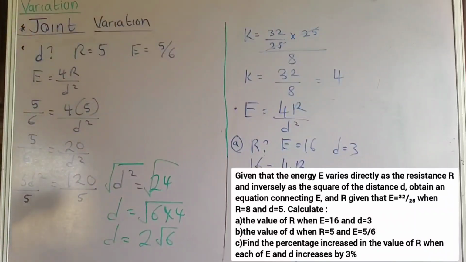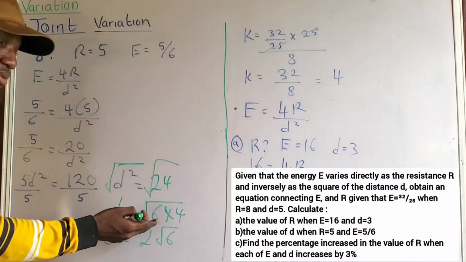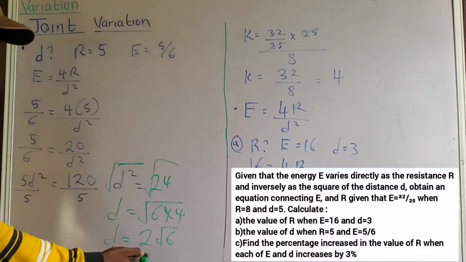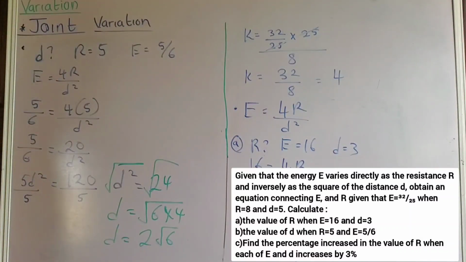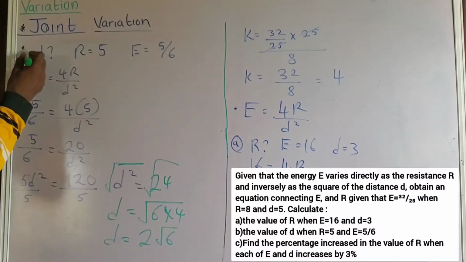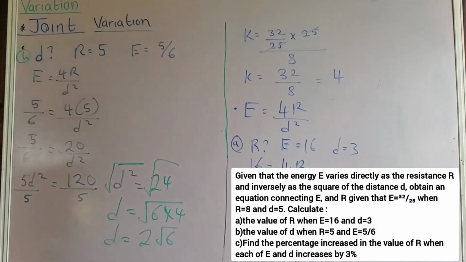Because the square root of 4 is 2 and the square root of 6 will give us a decimal, I just leave it like this. You can put it in decimal. Do you understand? We have gotten the value of d. That's the second question, question B. Now let us proceed to question C.